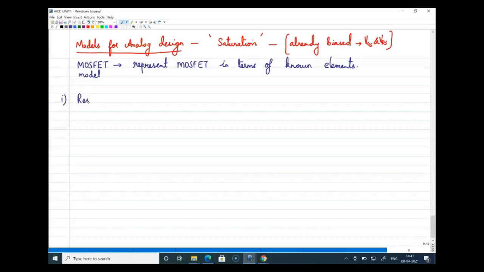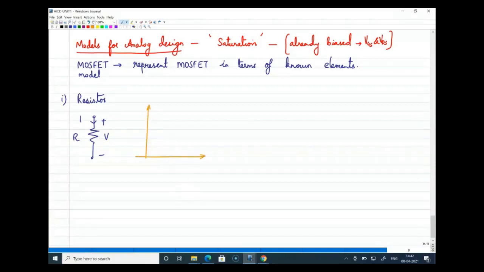Let me start with a resistor. All right. So I have a resistor here, which is carrying a current I. The voltage across the resistor is V and the resistor value is R. So how do you represent the IV characteristics of this resistor?